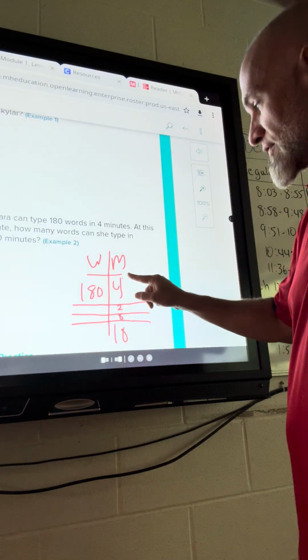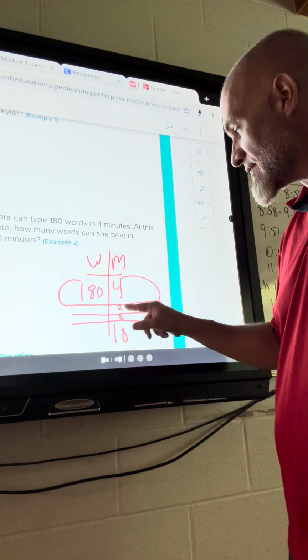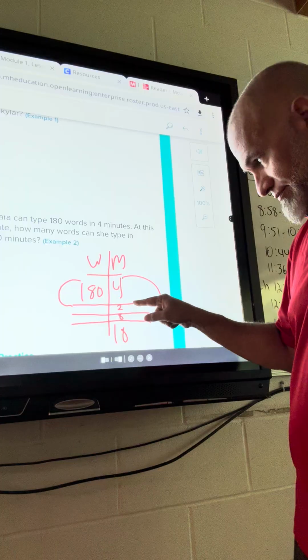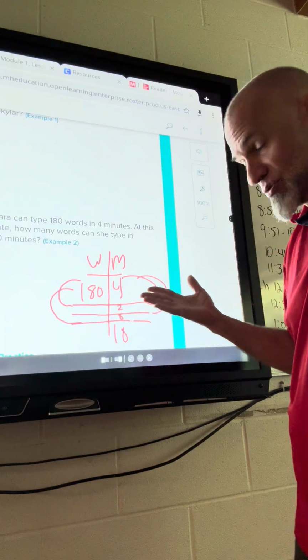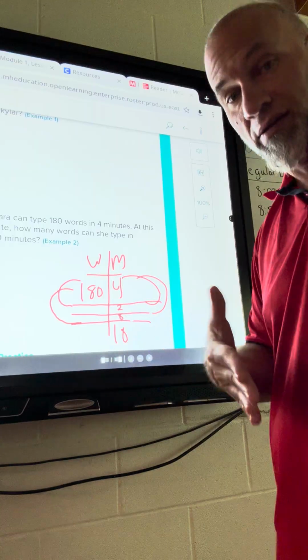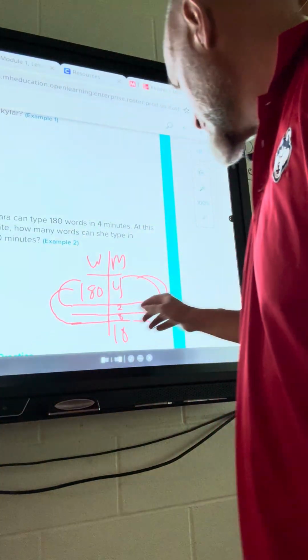All right, so if you cut 4 in half, you cut 180 in half, and then you would double 4 to 8 and 180 to 8, and then you could add those 2 rows together. 8 plus 2 is 10. That's one way you could do it.